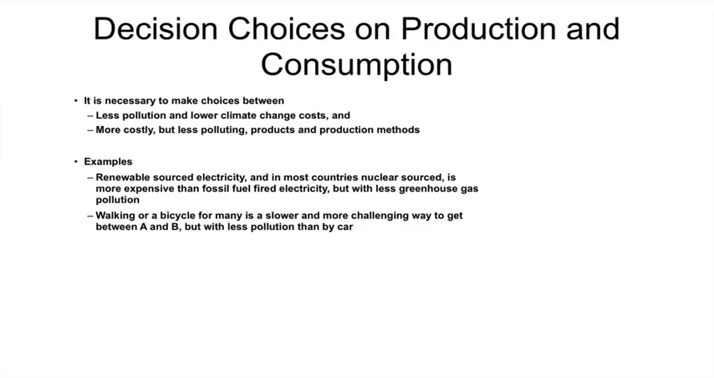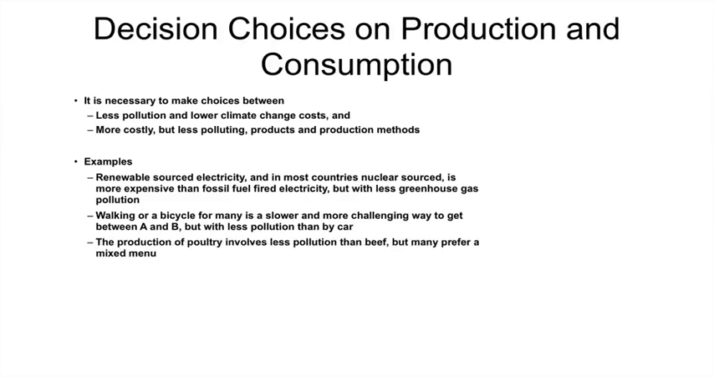Or if I want to get between A and B, might be from my home to the university, or to go on a holiday. Well, I could do it in a way that doesn't use much greenhouse gases. I could ride a bike, or I could even walk. But that takes a long time, takes a lot of energy. More likely, I'm going to take a car because that's quick and easy, but it involves a lot of pollution.